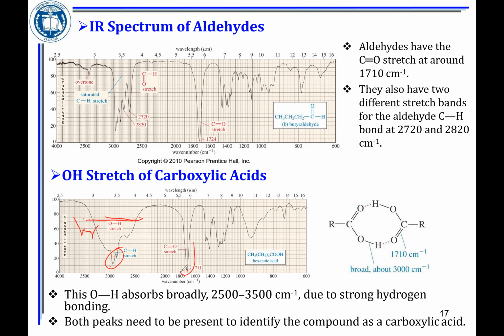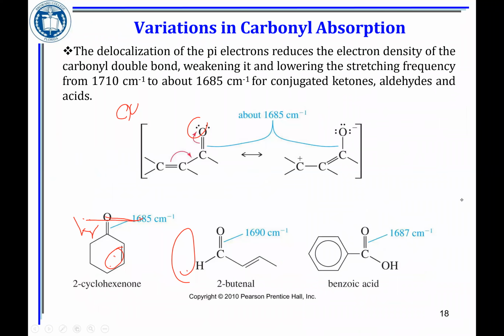CO double bond, strong peak for carboxylic acids. If you have a 2700 peak and a 2800 peak and 1700, all three of them, it is an aldehyde. Now, you see the concept is very easy, very simple. The only challenge is to recognize them, to be able to see if it's conjugated, if it's isolated, and also to memorize some numbers. CO double bond when it's conjugated is going to be less than 1700.